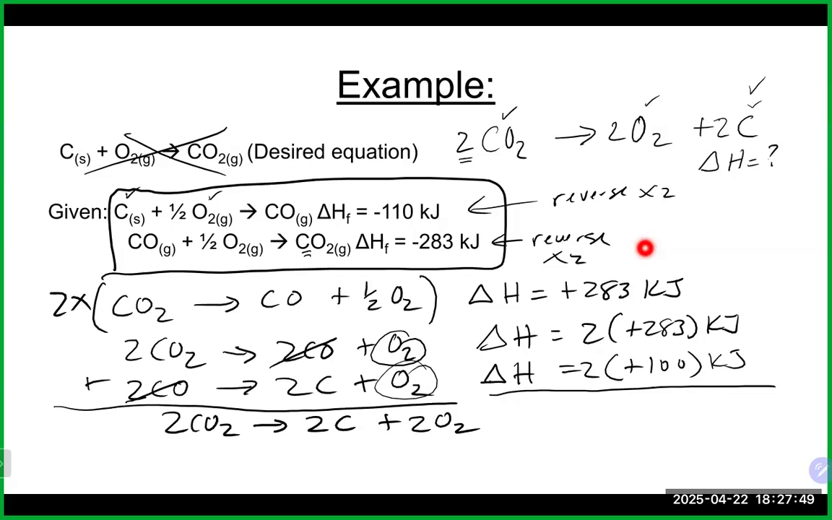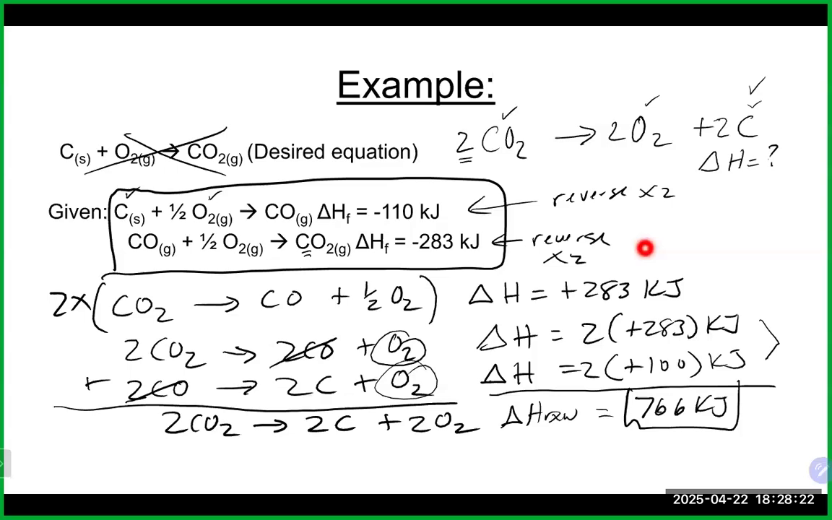Now, in order to get the delta H for this reaction, we're just going to add up our modified delta H's for our individual reactions. So that's going to be 2 times 283 plus 200, right? And that's going to give us basically 766 kilojoules of energy. Question: is this reaction exothermic or endothermic? This would be endothermic. Our delta H here is positive in this case.